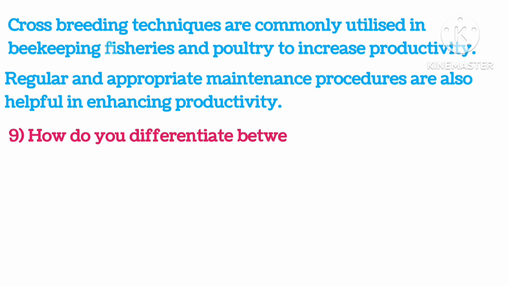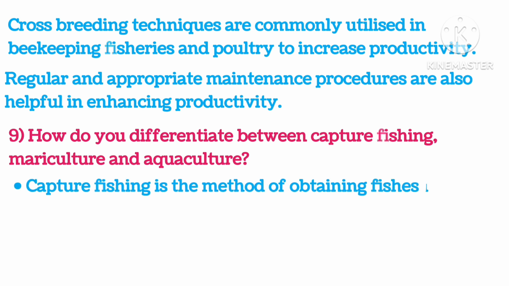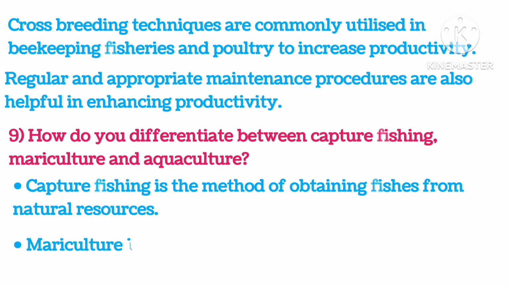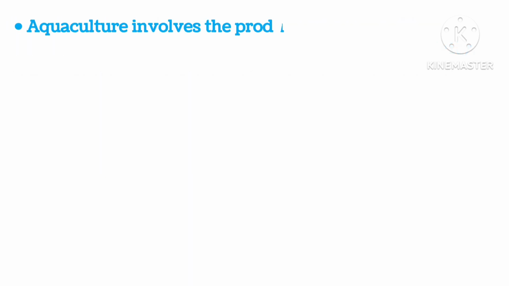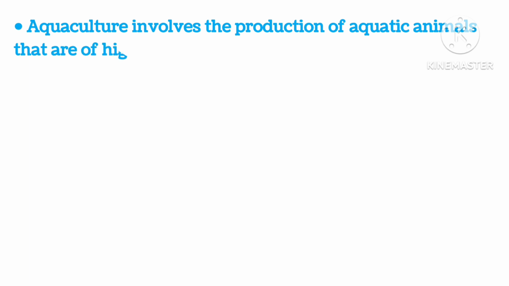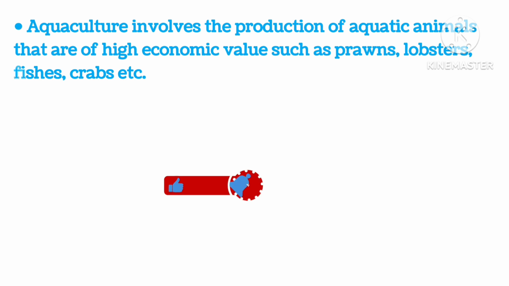How do you differentiate between capture fishing, mariculture and aquaculture? Capture fishing is the method of obtaining fishes from natural resources. Mariculture is the culture of marine fishes for commercial use. Aquaculture involves the production of aquatic animals that are of high economic value such as prawns, lobster, fishes, crabs, etc.